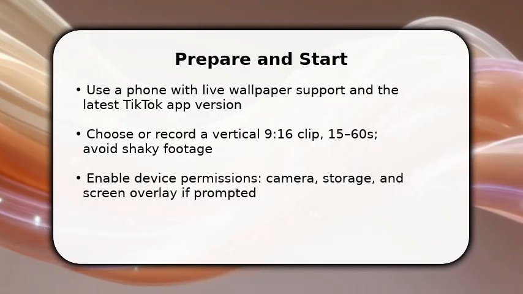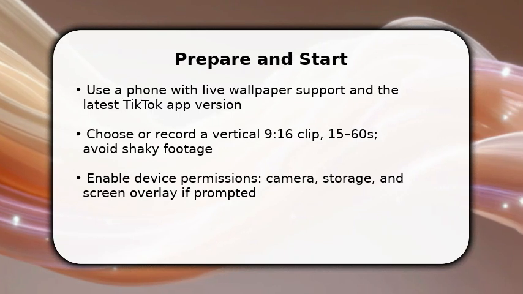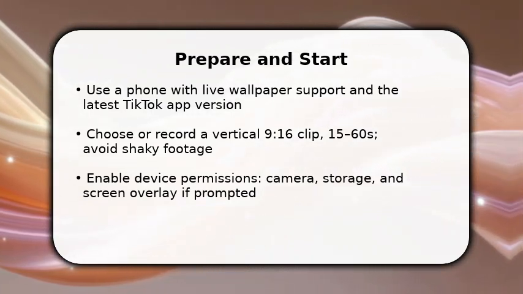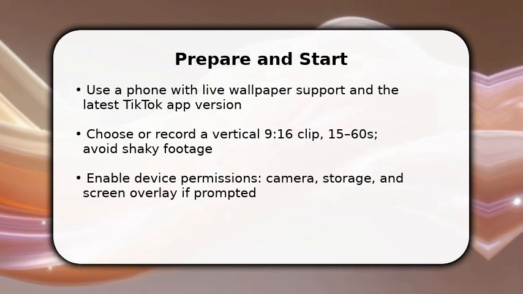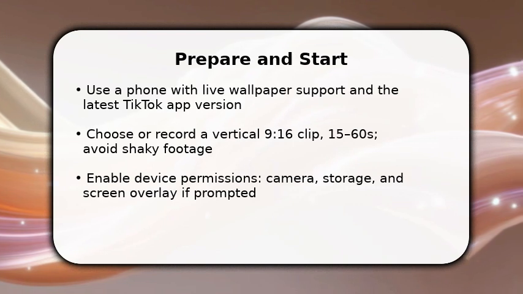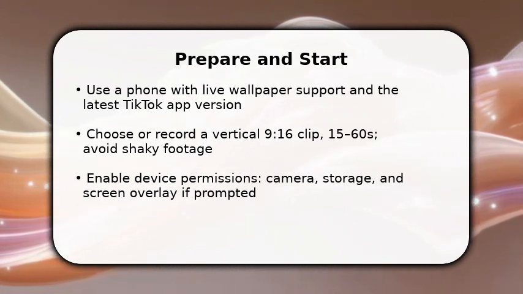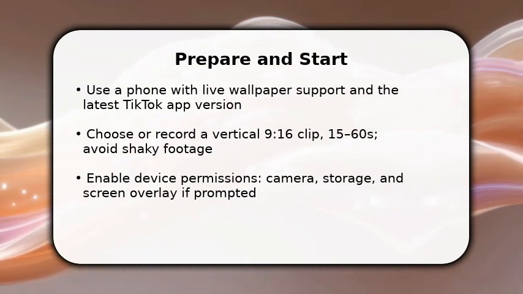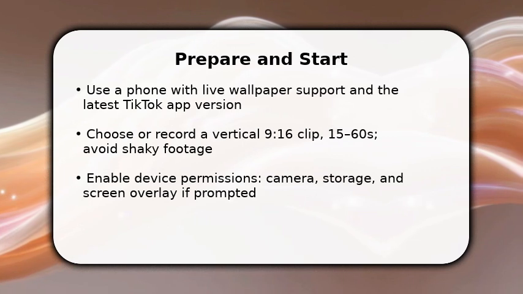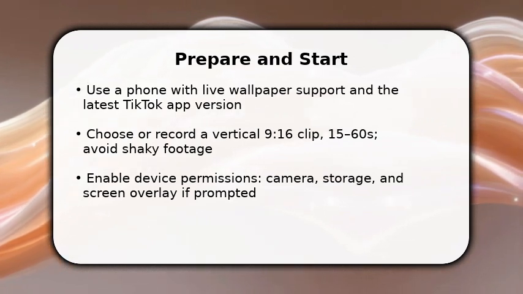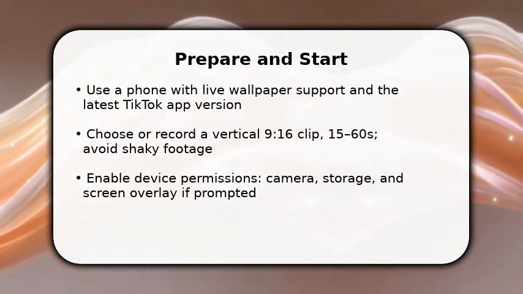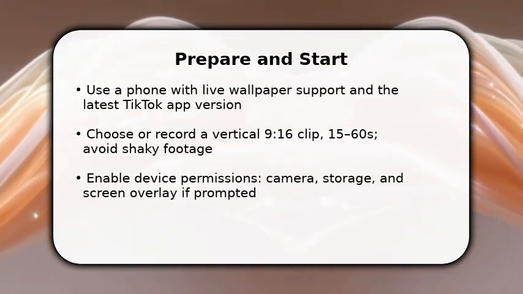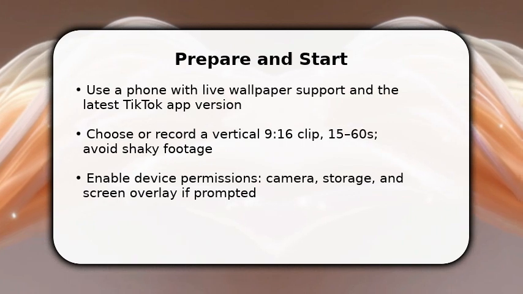You'll begin by confirming prerequisites and taking the first actions. Make sure your phone supports live wallpapers and the TikTok app is updated, then grant camera and storage permissions. Next, pick or record a vertical 9/16 clip between 15 and 60 seconds. This sizing prevents cropping. Once done, trim the clip in your gallery to the desired length and save a copy. Finally, open TikTok and tap the plus button so you can import that prepared clip as your starting asset.